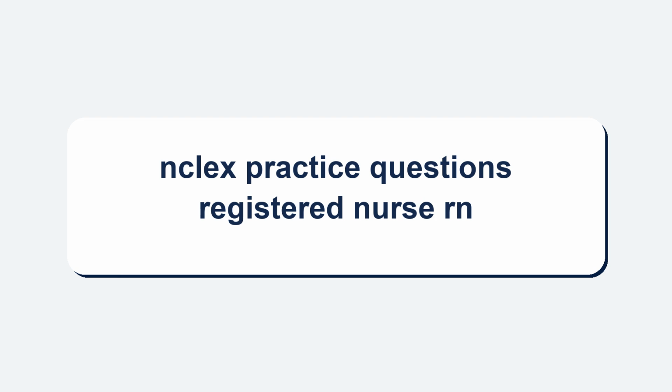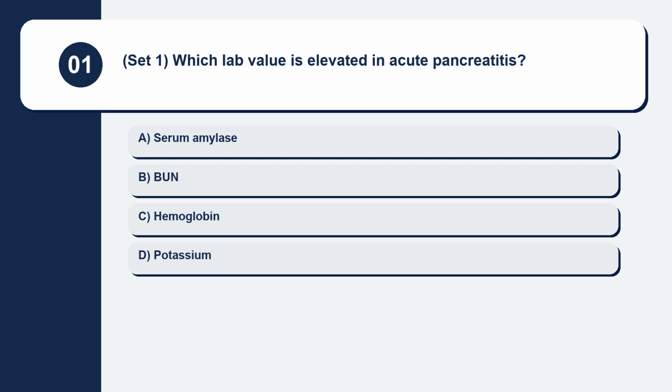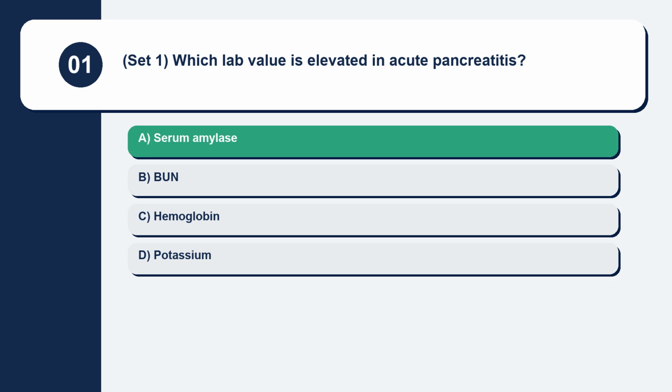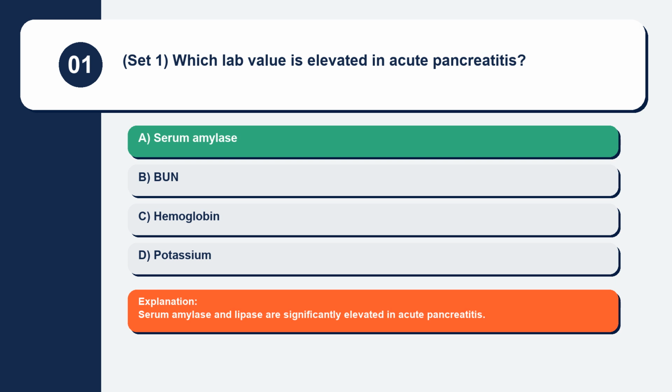NCLEX practice questions, registered nurse RN. Question 1. Set 1. Which lab value is elevated in acute pancreatitis? Serum amylase, BUN, hemoglobin, potassium. Serum amylase and lipase are significantly elevated in acute pancreatitis.